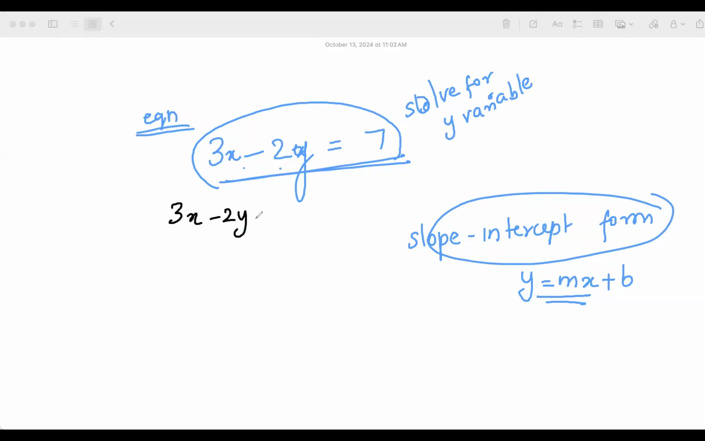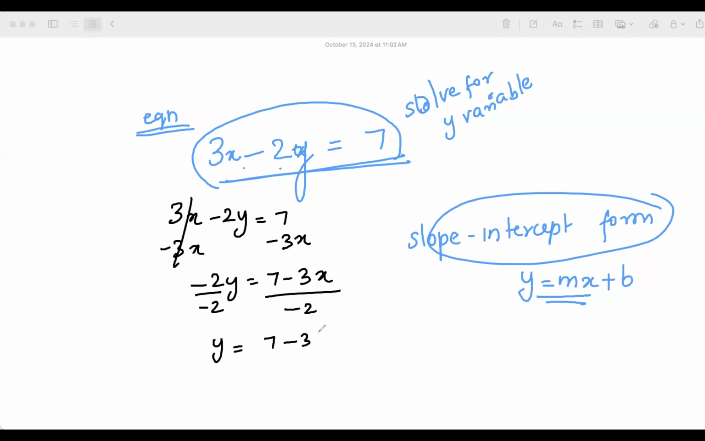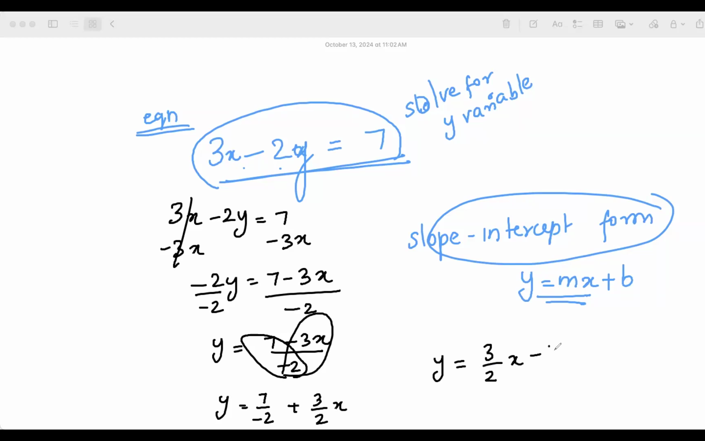3x minus 2y equal to 7. Now let me remove the x from this side. I get minus 2y equal to 7 minus 3x. Now I want only y. So divide by minus 2, divide by minus 2. That gives you y equal to 7 minus 3x by minus 2. But the problem is, this is common to both. You see? So this becomes 7 by minus 2 plus 3 by 2x. I will rewrite this format as y equal to 3 by 2x minus 7 by 2, which comes up to this format. Do you see, Nabiha?